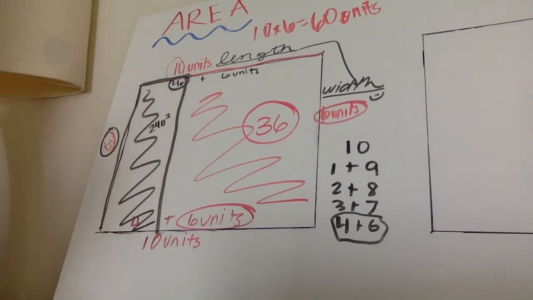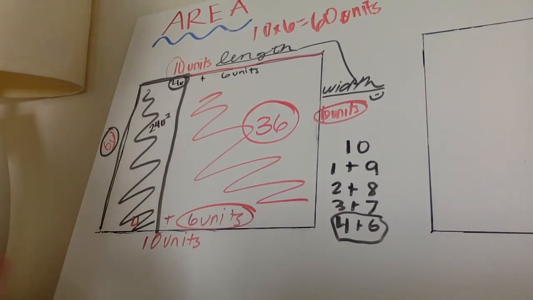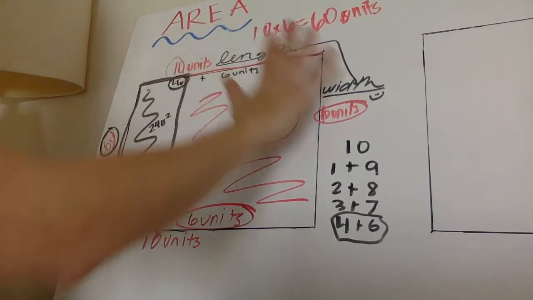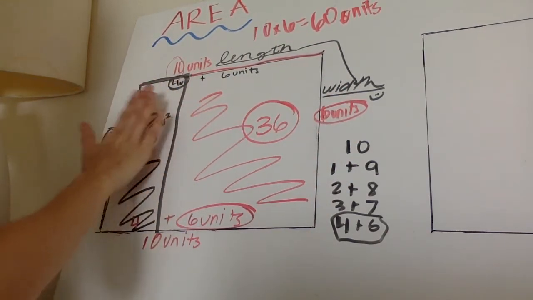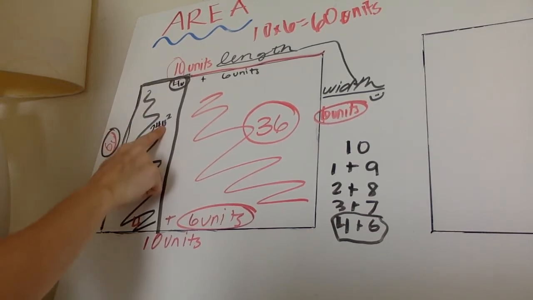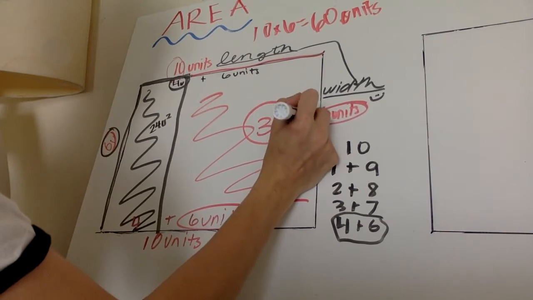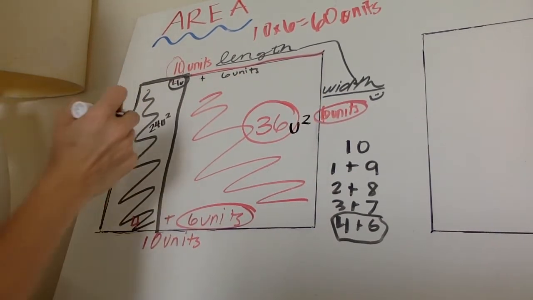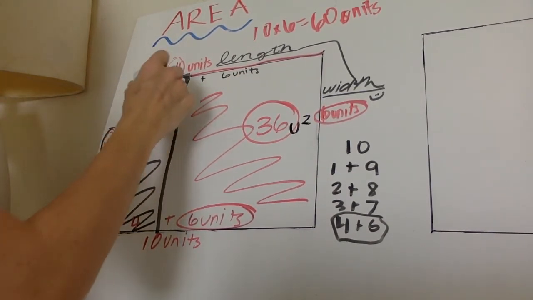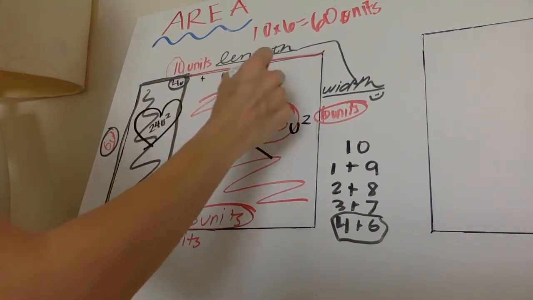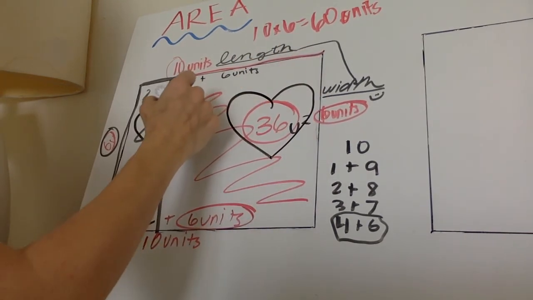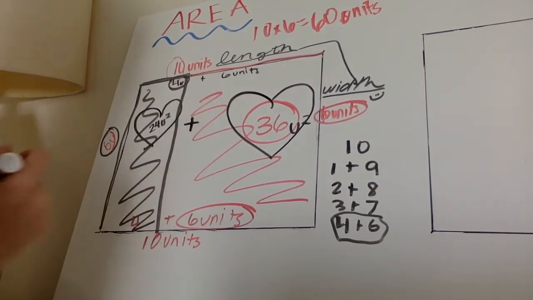So now what we are going to do is we need to find the area of this entire shape. We know the area of this side is 24 units squared. We know the area of this side is 36 units squared. So now we have to take this area and this area and add them together. So let's do that.